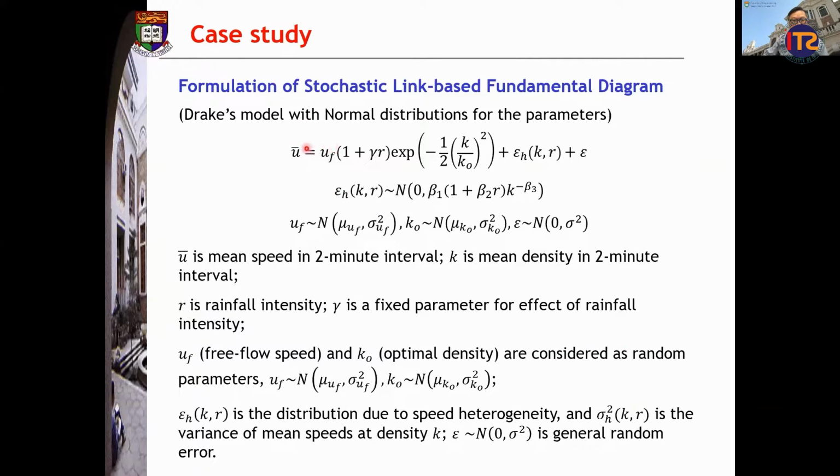Now the general model formulation: you have the free flow speed and optimal density in the direct model as model parameters of the direct model. The rainfall intensity effect is governed by the parameter gamma, and then we have this speed heterogeneity distribution, with the variance governed by this implicit equation. Free flow speed and optimal density follow the normal distribution. But in this case, these two unobserved heterogeneity variances are actually unknown; they are to be determined by the data. And then we have the general error term, with a known variance. So all the mean speed at 2-minute interval, and the rainfall intensity, and so on and so forth.